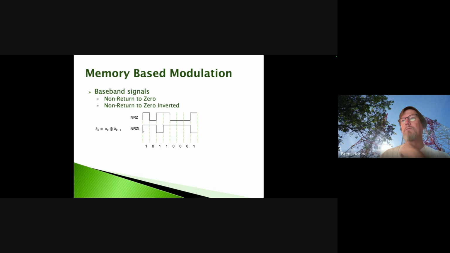So we're down here, we get a 1, we transition. We get a 0, we don't transition. We get a 1, we transition. We get another 1, we transition. We get a 0, don't transition, don't transition, don't transition. We get a 1, we transition.